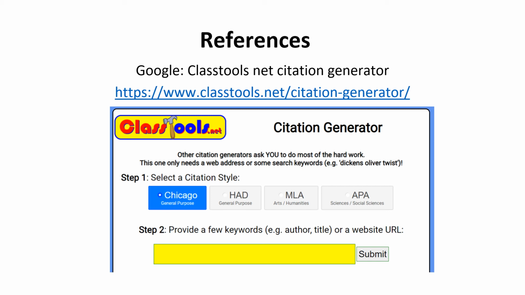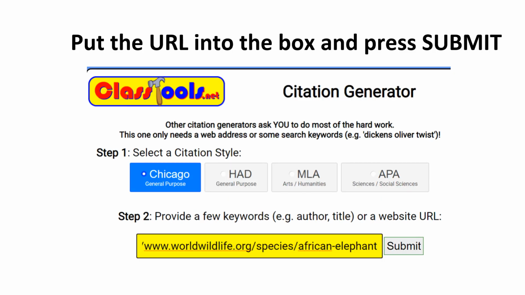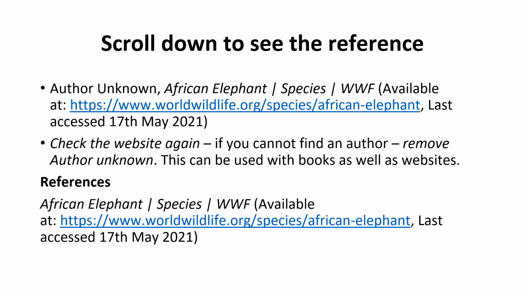So at the end of your assignment, you put either references or bibliography. They just mean lists of resources. And I'm strongly recommending that you use ClassTools.net Citation Generator. I think it's a fantastic online tool to help you put your references list together. So pretty much you put the URL into the box and you press submit. And what you'll find is that underneath that box you put it into, they will give you a reference.